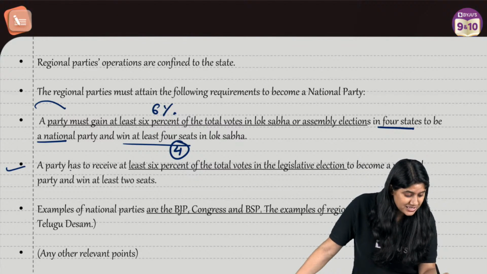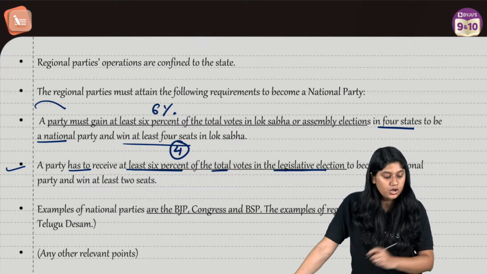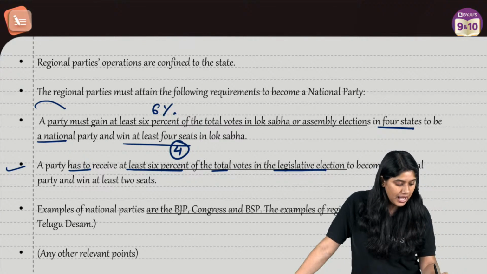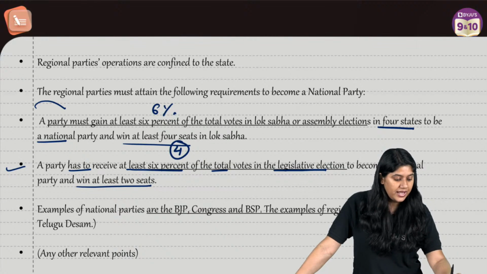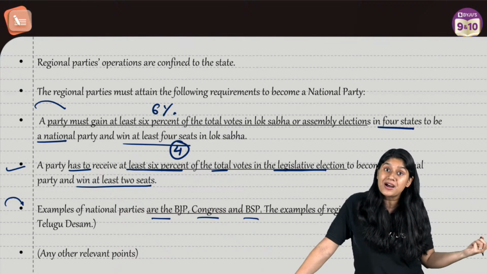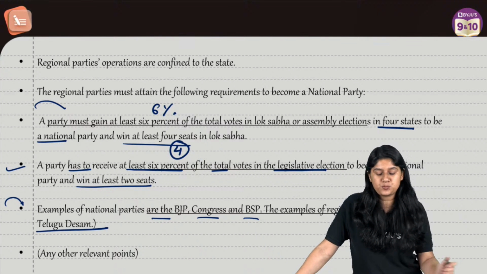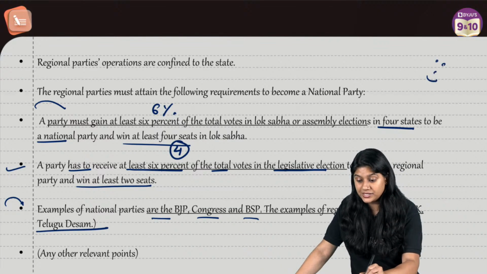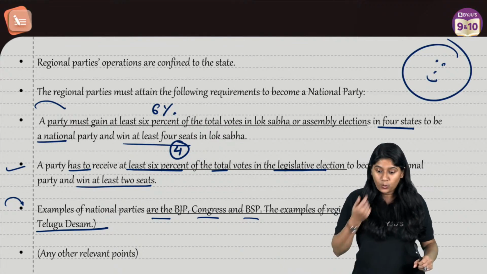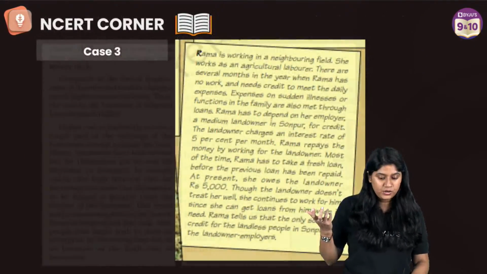Clear? A party has to receive at least 6% of total votes in the legislative election to become a regional party and win at least 2 seats. Examples of the national parties are BJP, Congress, BSP, and examples of the regional parties are DMK, Telugu Desam. Okay, so you can write these points. So with this, everyone, we are done with this particular question and we are done with this particular section. So let's move ahead.